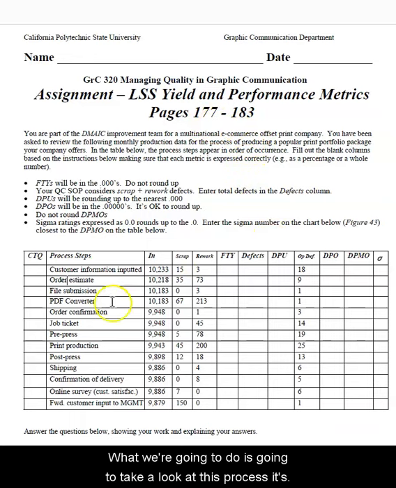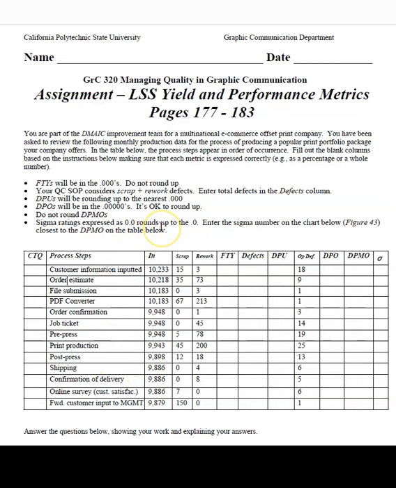What we're going to do is take a look at this process. It's like a print order process that's online, kind of like a Vistaprint operation. It's got several stages here: customer input, customer information inputted, estimate, file submission, file converter, order confirmation, job ticket, pre-press, print production, post-press, shipping, confirmation of delivery, online survey, and actually forwarding that survey to management.